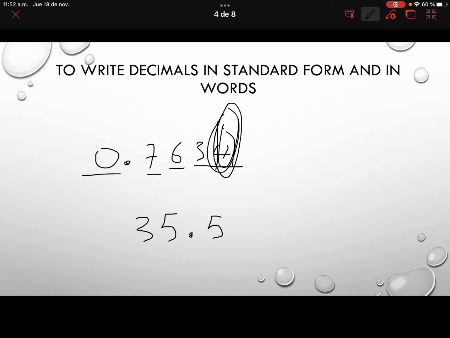Another example, for example, this 35 and 5/10. 35 and 5/10.